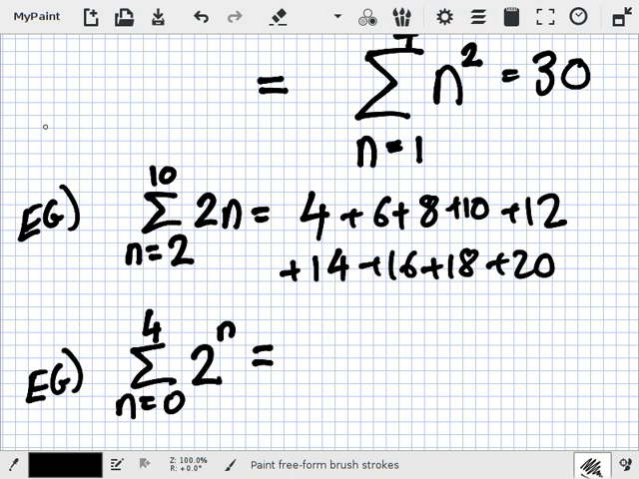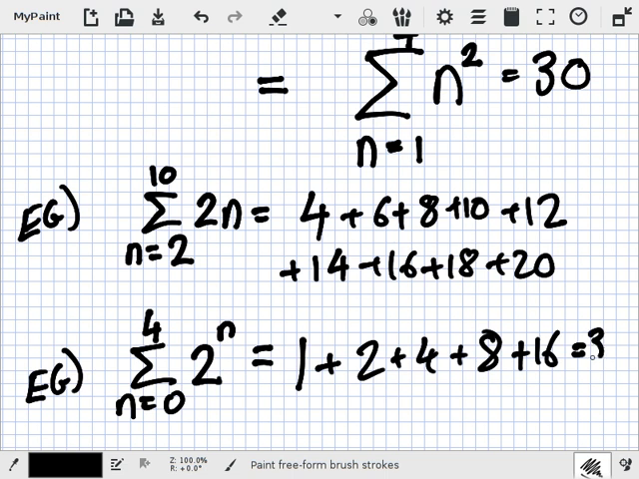31, yeah. So it should be 2 power 0, which is 1, 2 power 1, which is 2, 2 power 2, which is 4, 2 power 3, which is 8, and 2 power 4, which is 16, and this totals up to 31. Okay, I am going to give you a few more sequences, and I want you to calculate them.